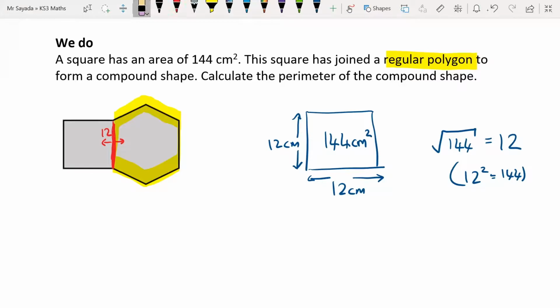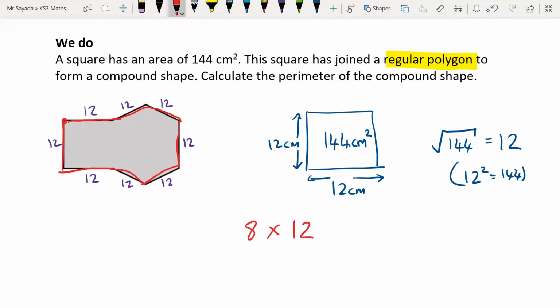So now I know the length of every single side of this shape, so I can get it in. So this side is 12, this side is 12, this side is 12, this side is 12, this side is 12, this side is 12, this side is 12, and this side is 12. So altogether, if I start at this corner, I've got 1, 2, 3, 4, 5, 6, 7, 8 sides, each of length 12. 8 times 12, 96 centimeters.